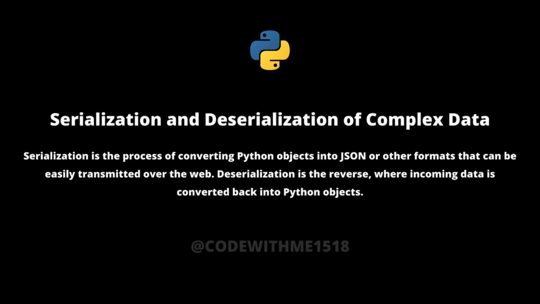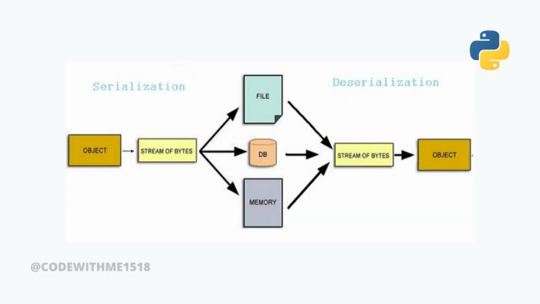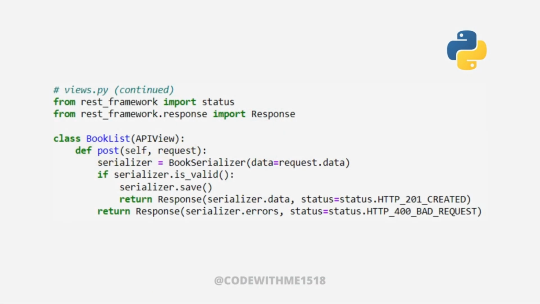Serialization is the process of converting Python objects into JSON or other formats that can be easily transmitted over the web. Deserialization is the reverse, where incoming data is converted back into Python objects. Let's take a look at how to handle both. In this POST request handler, we take the incoming JSON data, deserialize it into a book instance, validate it, and save it to the database if it passes validation. Otherwise, we return the validation errors.